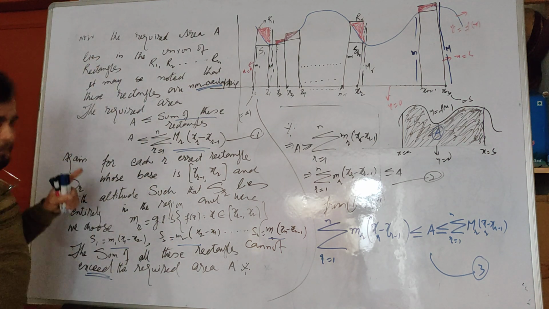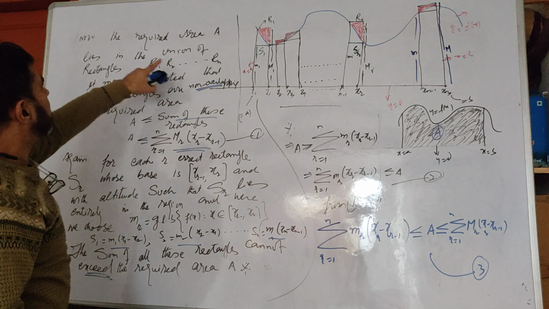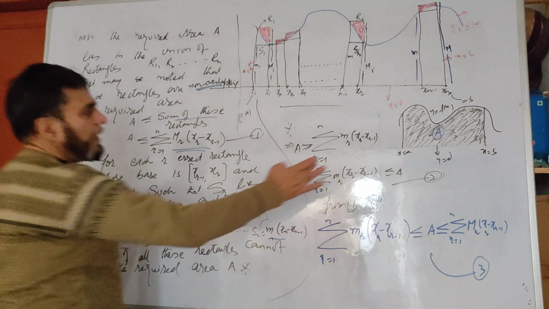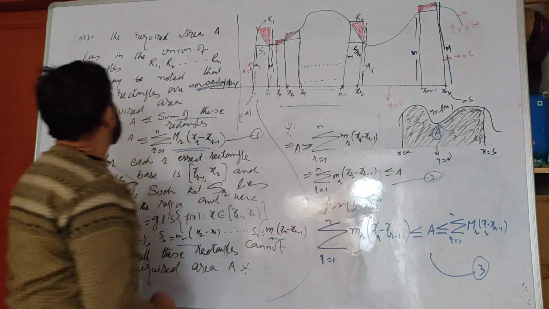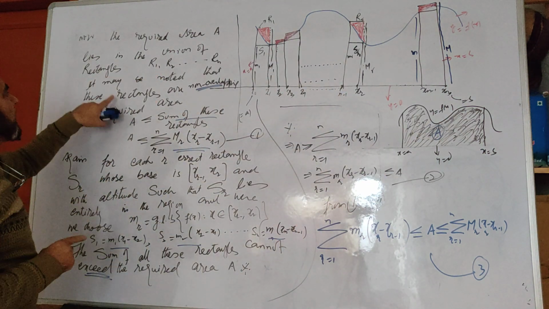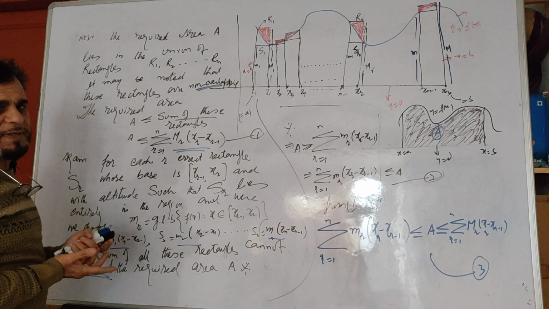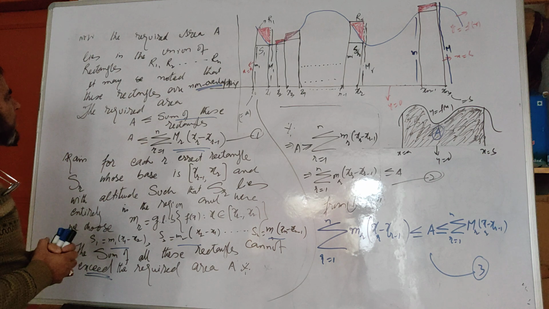Now the required area A, this entire area, lies in the union of rectangles. It may be noted that these rectangles are non-overlapping. These do not overlap, otherwise there will be a problem.